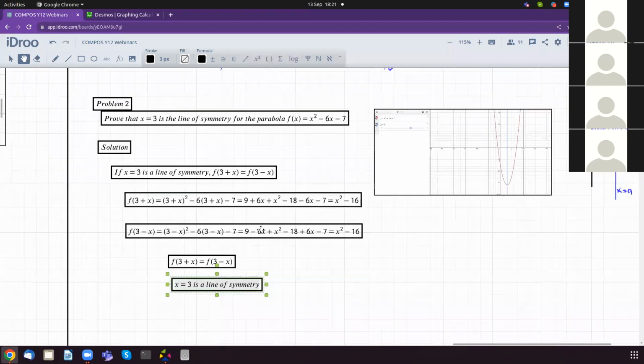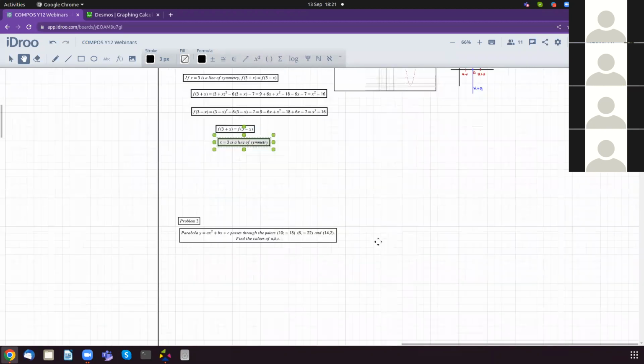I'm sure you know how to find the vertex of a parabola, and I'm sure that you can conclude that there's a line of symmetry going through the vertex, but that's not what we're trying to teach you here. If that makes sense.